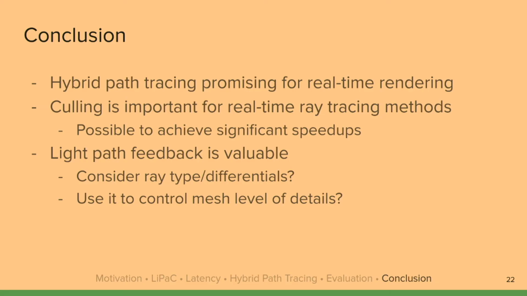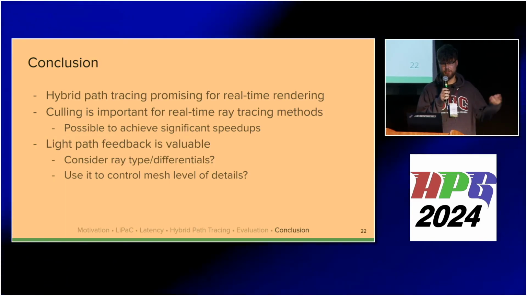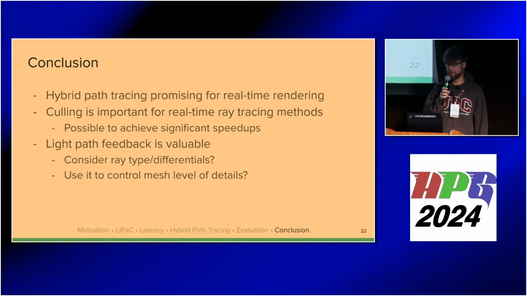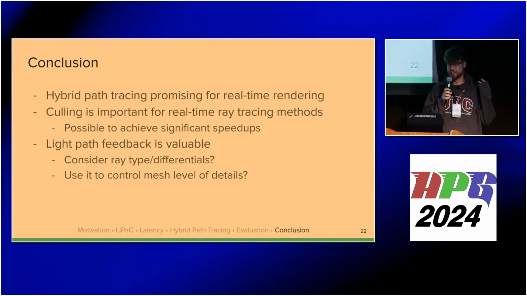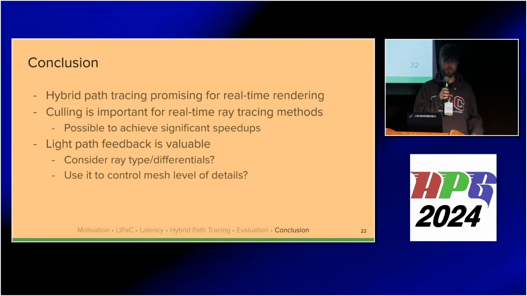Yeah, so hybrid path tracing looks promising, I would say. And furthermore, what we've shown is that culling algorithms for real-time ray tracing, and especially real-time path tracing, are quite important. You can achieve significant speed-ups with that, and those are really important to achieve real-time performance.